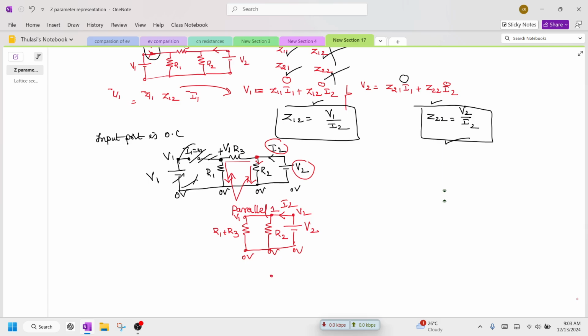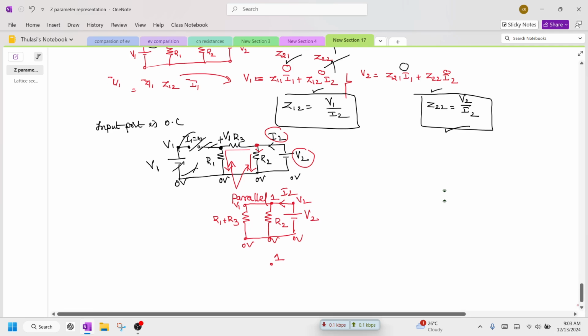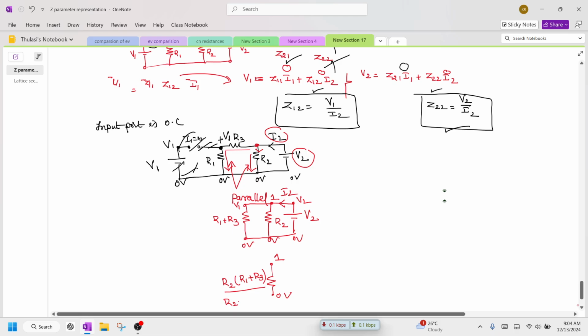Between node 1 and 0, these two branches are connected in parallel. That resistor I am drawing here. So what is this resistor? Whenever two resistors are in parallel, the formula is the product of resistance divided by the sum of resistance. The product is R2 into R1 plus R3, and the sum is R2 plus R1 plus R3.